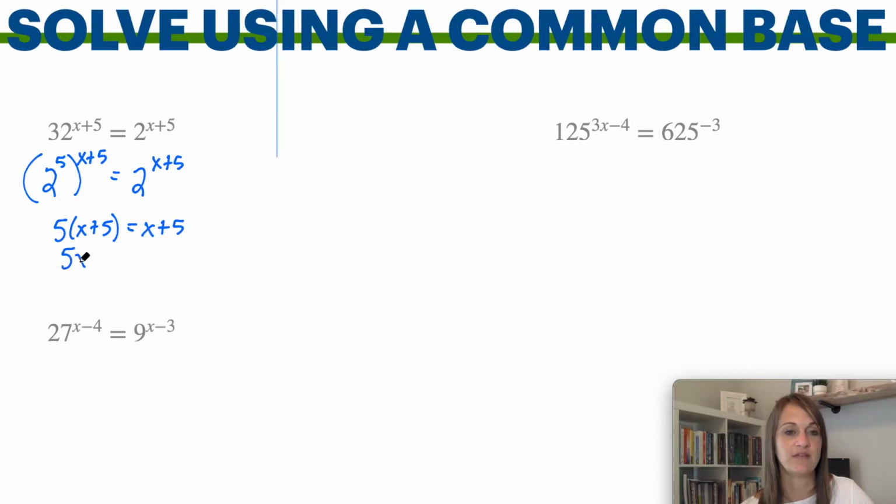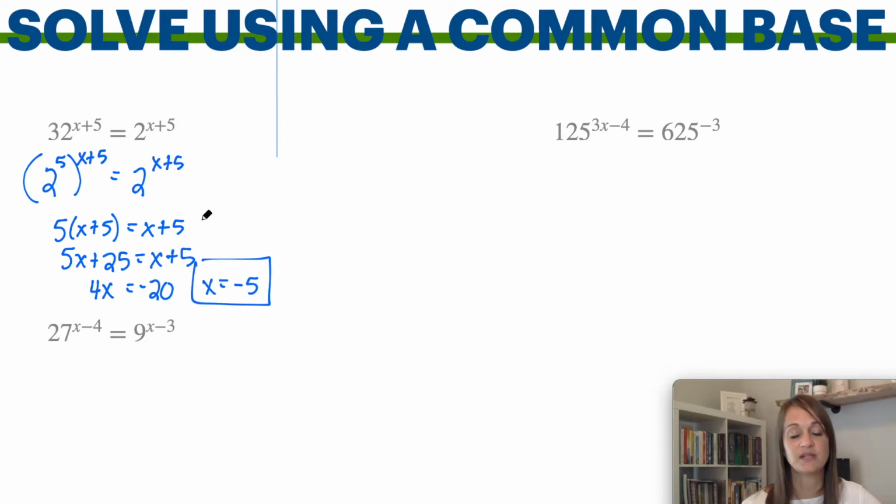So we'll get 5x plus 25 equals x plus 5. So we subtract, we'll get 4x on the left, and we'll get negative 20 on the right, and so x equals negative 5. Now, there are certain instances where you cannot have a negative value for x when you're doing log and natural log. But in this case, since we're just dealing with exponents, you can have a negative number.